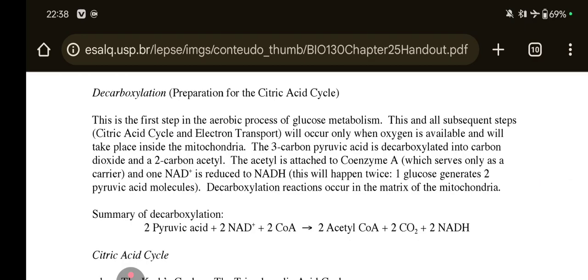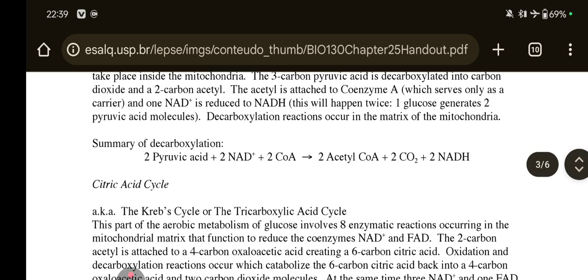The 3-carbon pyruvic acid is decarboxylated into carbon dioxide and a 2-carbon acetyl. The acetyl is attached to coenzyme A, which serves only as a carrier, and one NAD+ is reduced to NADH. This will happen twice, because one glucose generates two pyruvic acid molecules. Decarboxylation reactions occur in the matrix of mitochondria.